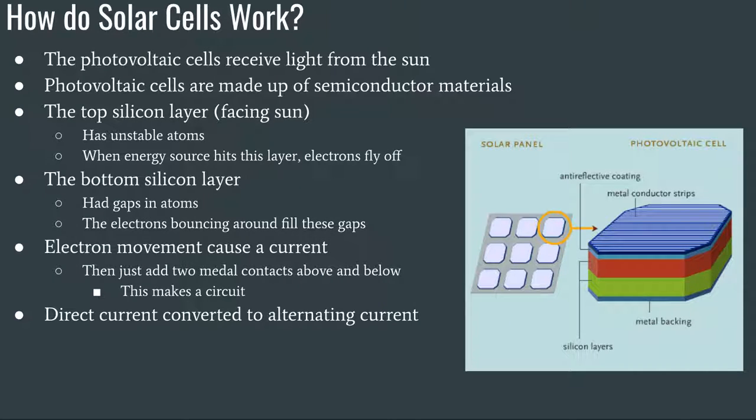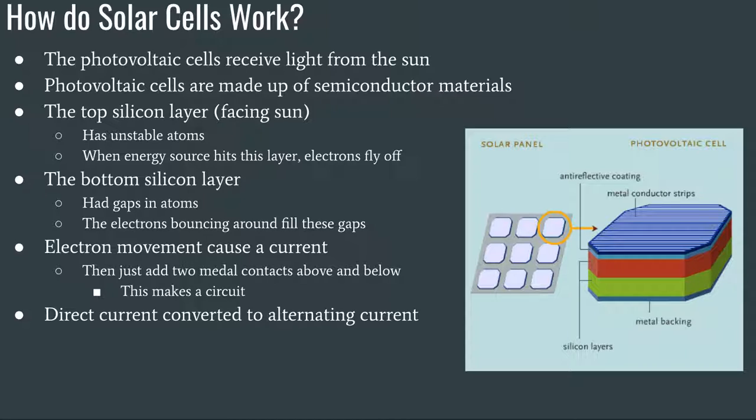You might be wondering what makes up these solar cells and how do they actually convert light to energy? Well, these cells are made up of semiconductor materials, normally silicon. As for how they convert the light to energy, there is a silicon layer that faces the sun that receives the light. This silicon layer has unstable atoms, which means that when an energy source, light in this example, hits the silicon, it causes electrons to start flying off.